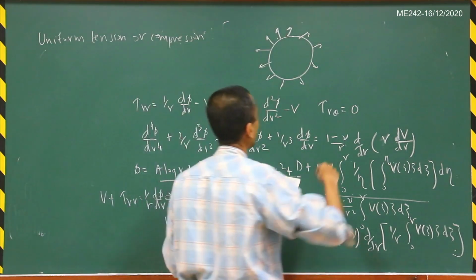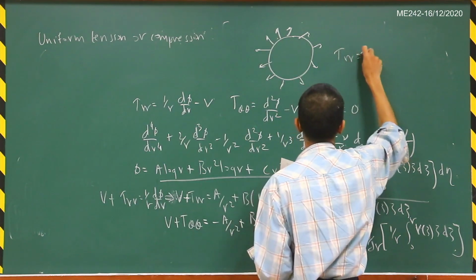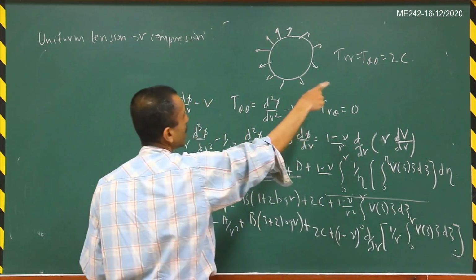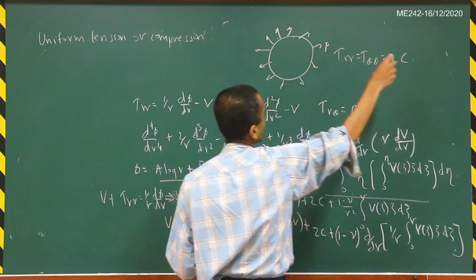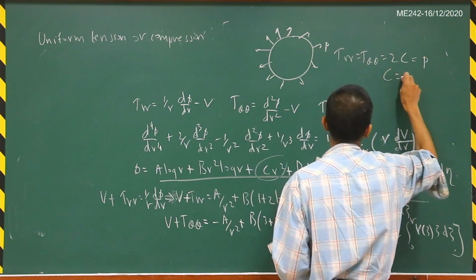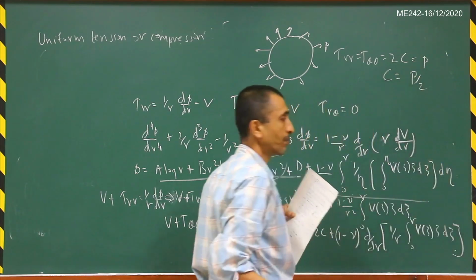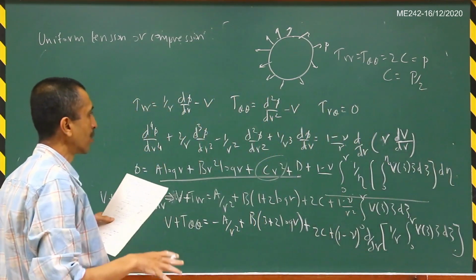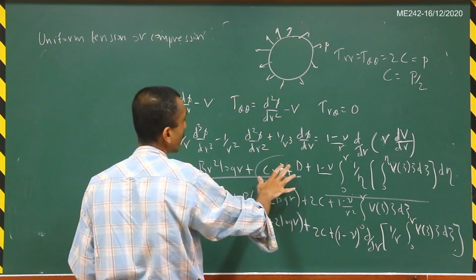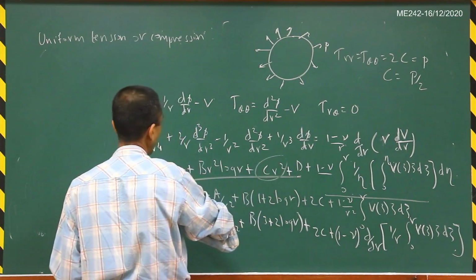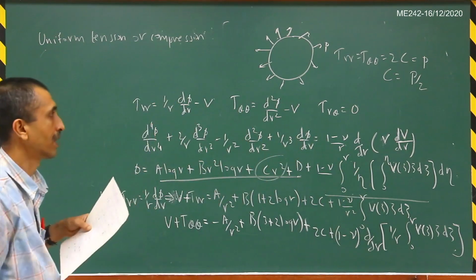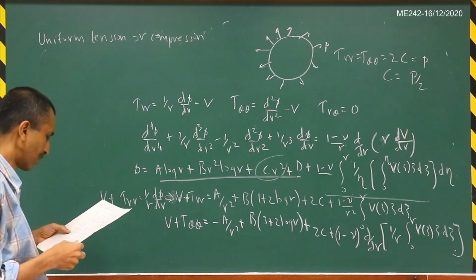Then in that case, you get tau r equal to tau theta theta equal to 2c, and that is this constant here. Suppose this is p, then that is equal to p, because tau r is equal to p on this boundary, and then c will turn out to be p by 2. So you can see that this particular thing can be recovered from this solution. Basically your A, B, D and all these other constants are 0 in that case, and this is what you will get.